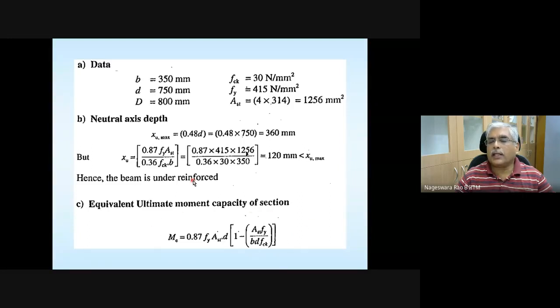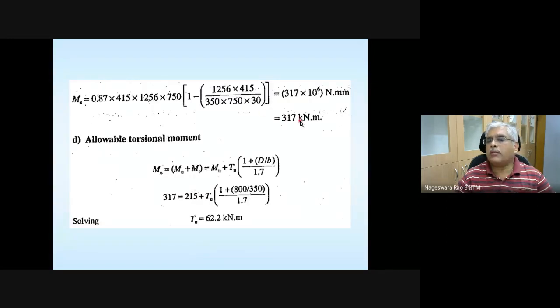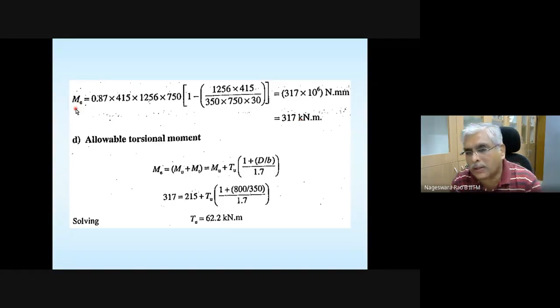So it is under reinforced here. So this is the moment of resistance. So I can make use of this and find its moment of resistance. And please note that, because torsion is also applied, you can consider this to be equivalent bending moment, and you can back calculate your torsional moment that you can apply. So this is how this problem can be worked out. Okay.